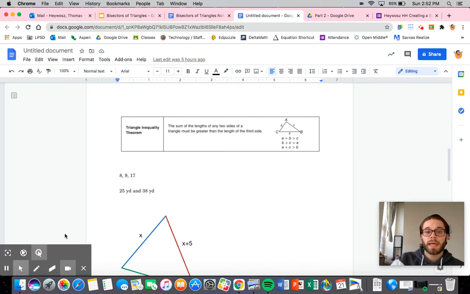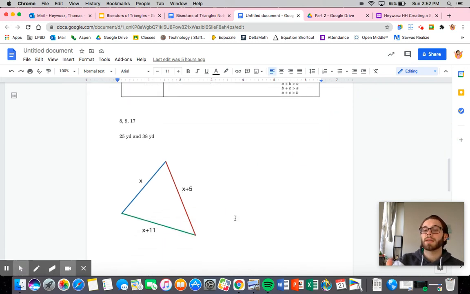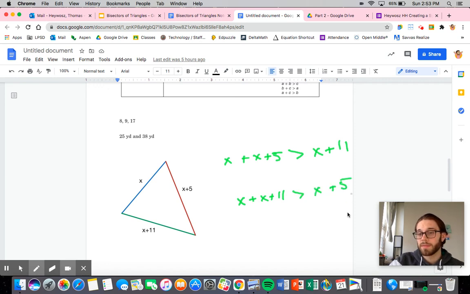Okay, last thing that we would need to look at is if you get something like this, we would need to figure out the range of values for x. So let's go through this process. x plus 5 has to be greater than x plus 11. We also know that x plus 11 has to be greater than x plus 5. And then finally, we know that x plus 11 plus x plus 5 has to be greater than x.